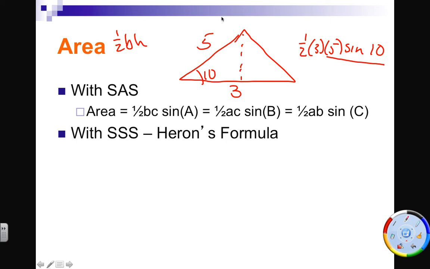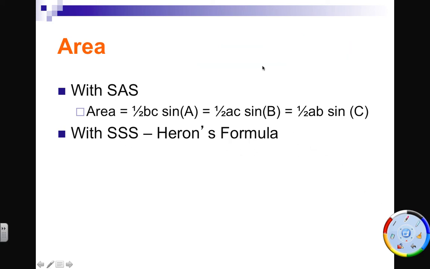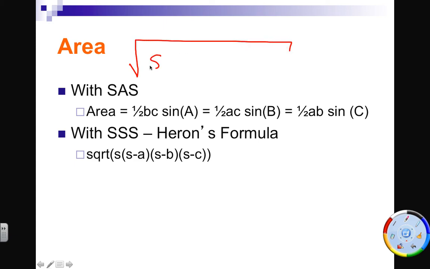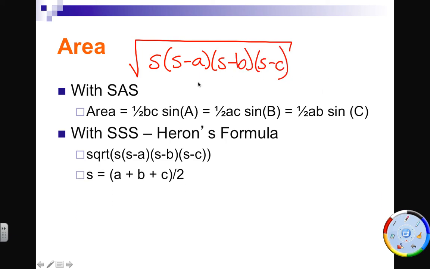This is Heron's formula. I don't know who Heron is off the top of my head. And the thing is, if you're given 3 sides of a triangle, you get this really nice formula. I'm going to rewrite this a little bit because I didn't have the square root button. It's s times s minus a times s minus b times s minus c. And s is called like a semi-average or something like that, where you add up the 3 sides and divide by 2. And that's what s is.